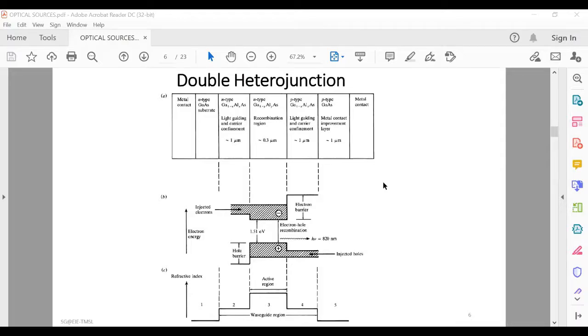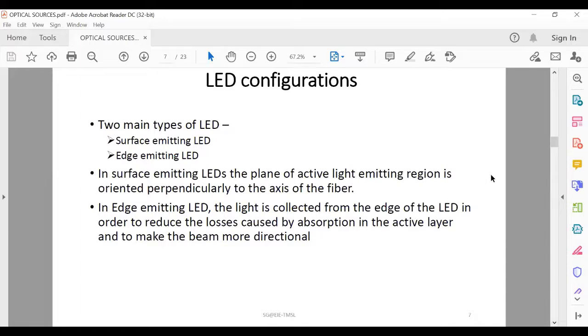So this is a double heterojunction structure. Move on to the next slide, which is based on the LED configuration. At present, there are two main types of LED used in optical fiber links: one is the surface emitting LED, another is the edge emitting LED. Both devices use a double heterojunction structure to constrain the carriers and the light to an active layer.